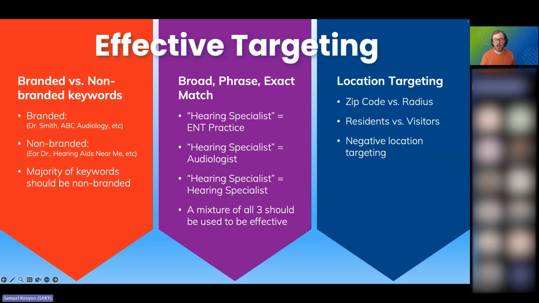It's wasting clicks. Or I'm right near a state border. People don't cross over the state border to come to me. I don't want to target that state, even though my radius might overlap. So it's important to refine how we target. So these are what I believe are the three real pillars of getting effective targeting for Google search.